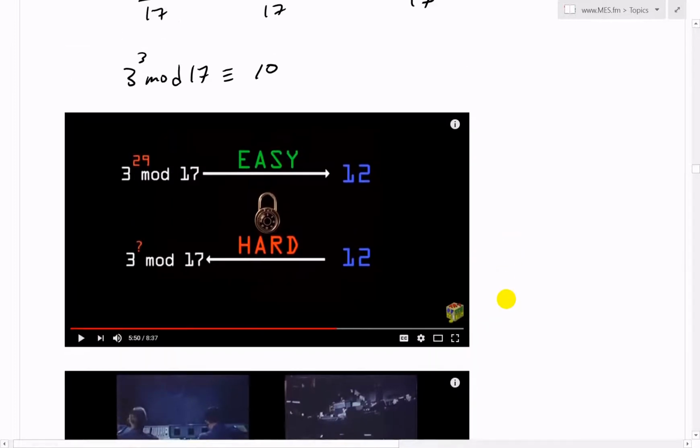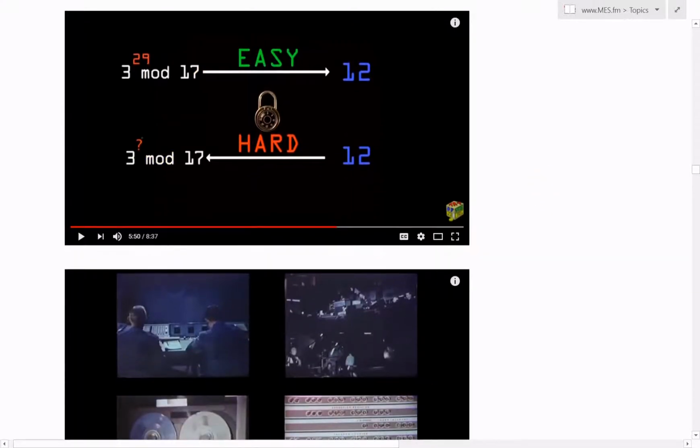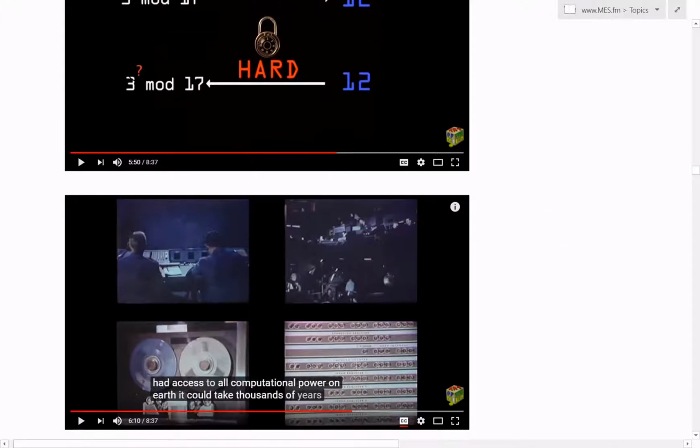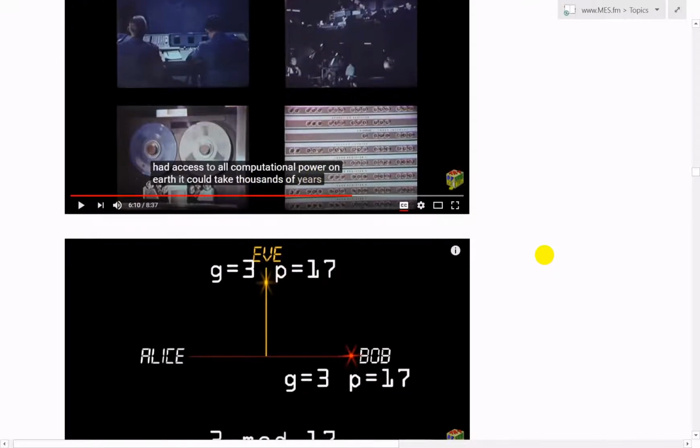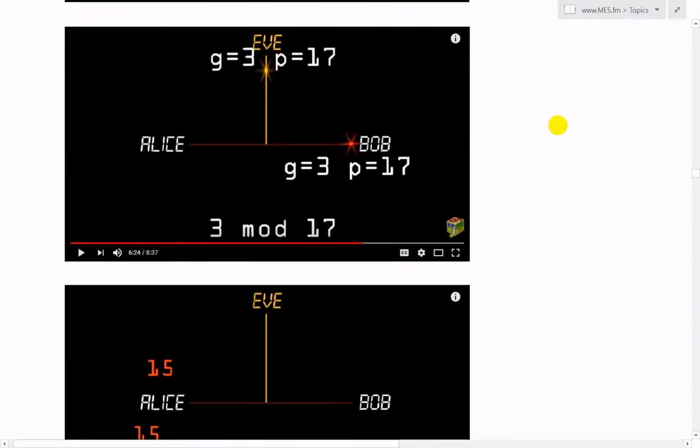But basically, that modulo function is easy to calculate. This 12, we have 3 to the 29 mod 17. It's easy. Going backwards to find this question mark, that is very hard to solve what it was to get to 12. And then also now if you had really large prime numbers instead of 17, just something really big, even if you had access to all computational power on Earth, it could take thousands of years according to that video.